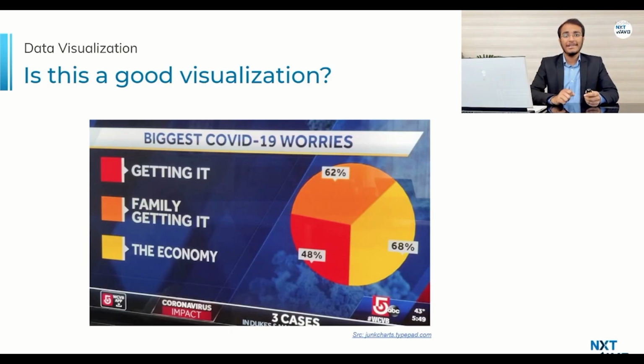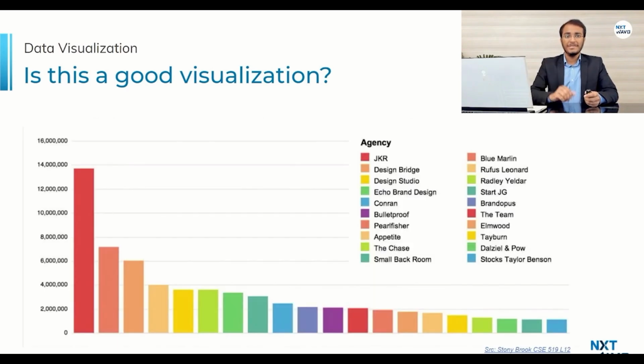Now this is another example of a bad visualization where it is giving a wrong impression about the underlying data. Again, on the first look, it might look very colorful and very fancy, but say for example, we have this underlying data. This is the data about different agencies and their corresponding sale revenue values.